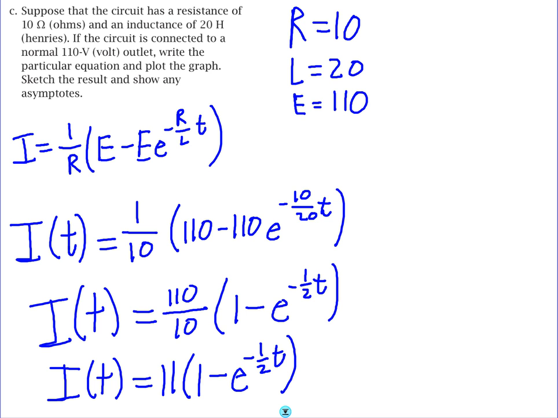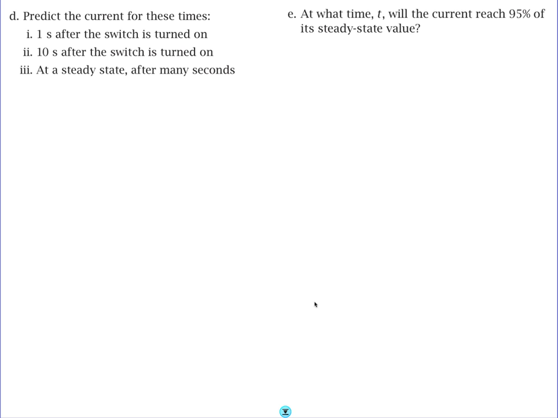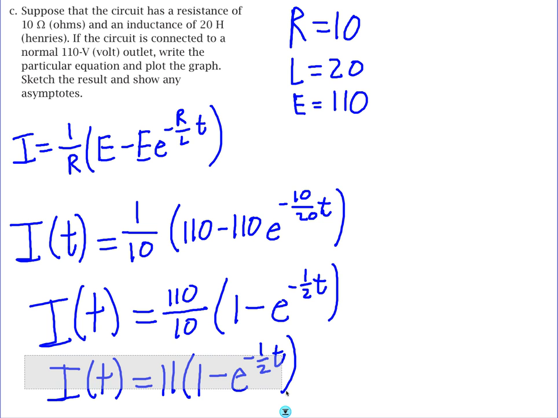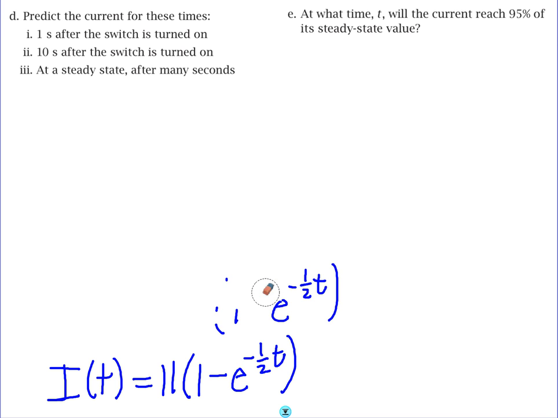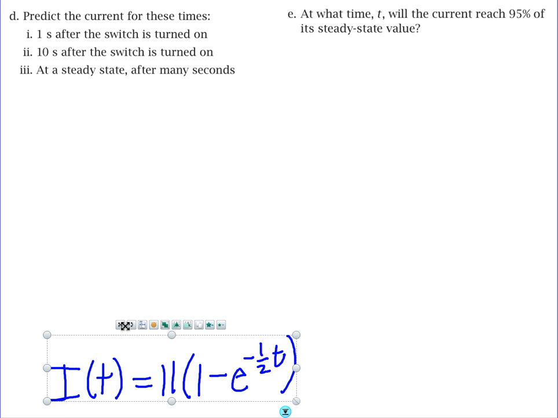So we've got part D now. Predict the current for these times: 1 second after the switch is turned on, 10 seconds after the switch is turned on, and at a steady state after many seconds. Okay, I'm going to just copy this over. Hopefully. I'll just get rid of the top part. Great. This is our particular equation.